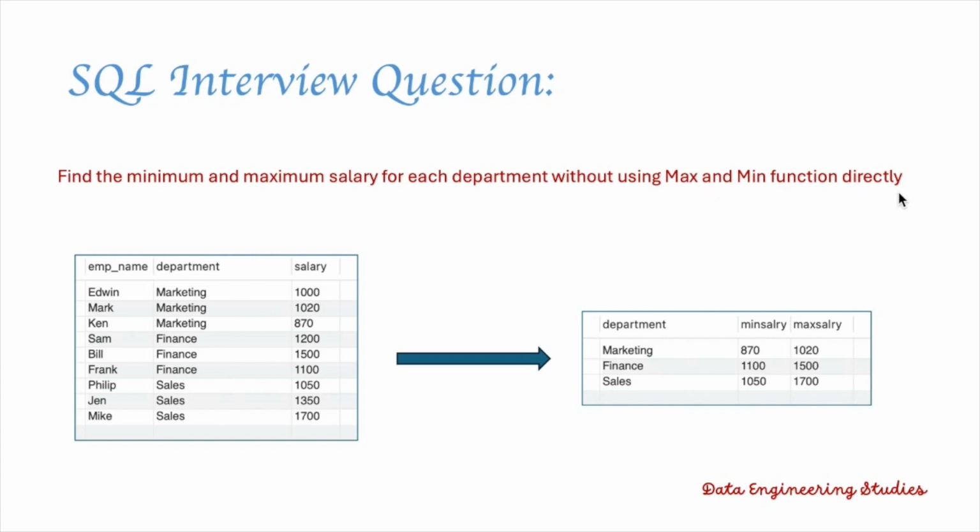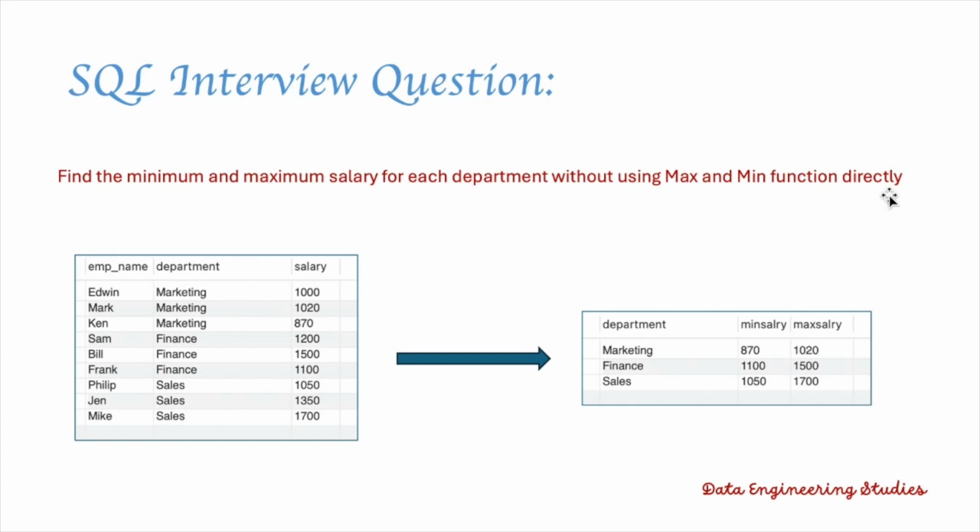directly. For example, for marketing department, the minimum salary is 870 and the maximum salary is 1020. So in the output we are returning 870 and 1020. Similarly, for the other departments, finance and sales, we are returning the minimum and the maximum salary. We will write a query to find the minimum and maximum salary for each department without using the max and the min functions directly. I hope the question is clear.